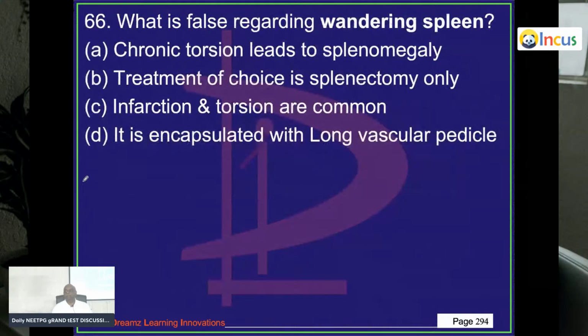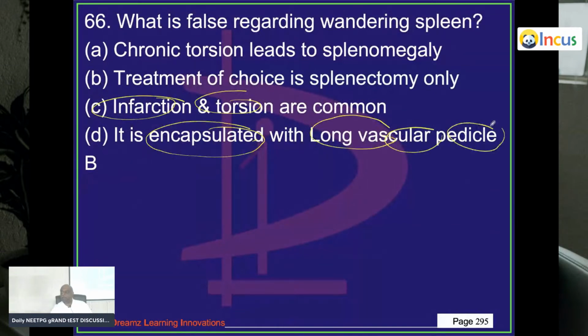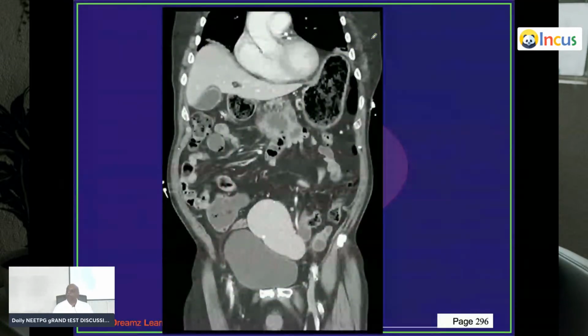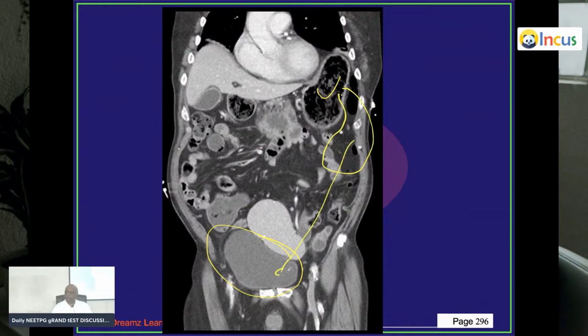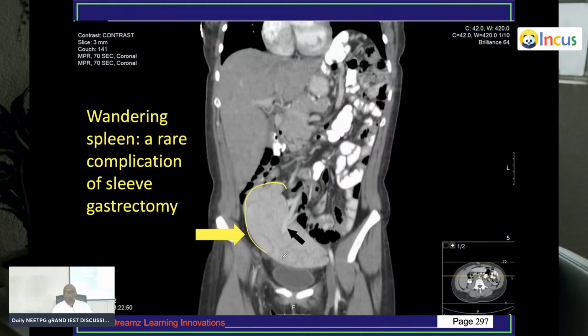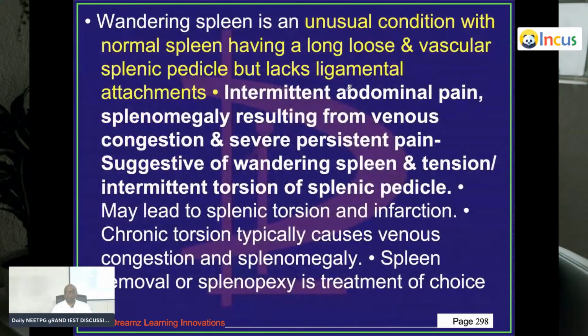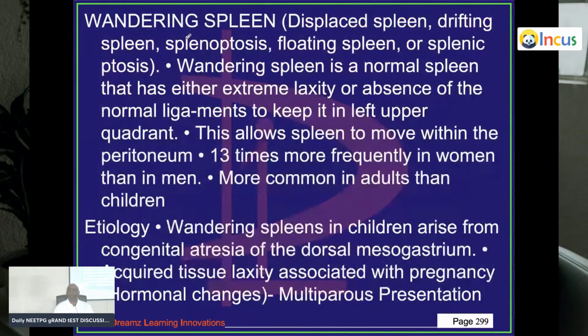So, wandering spleen. There is an infarction, torsion, encapsulated with a long vascular pedicle, and the chronic torsion leads to splenomegaly. So this is how the spleen reached here. This is the stomach. Where should its place be? It should be here, from here it came here. This is another example of a wandering spleen when you do the sleeve gastrectomy. So a normal spleen which has a long, loose and vascular splenic pedicle but lacks the ligamental attachments is typically called wandering spleen.